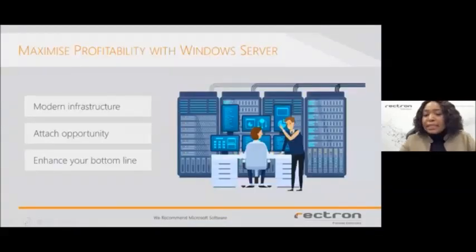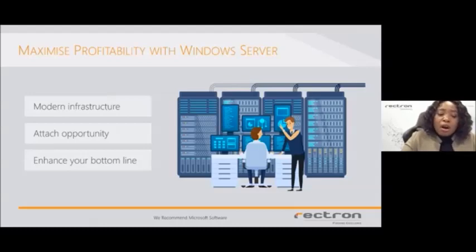And then next up, I'm just going to talk around maximizing profitability with Windows Server. So SMB customers want servers to meet their growing business needs and ever-increasing demand for security. Remember, when your customer speaks of the intention to buy a server, it's only the beginning of the sales conversation. So for these customers, it is not enough for you to just sell the server and walk away because that is what they ask for.